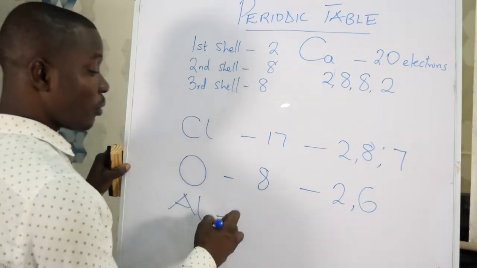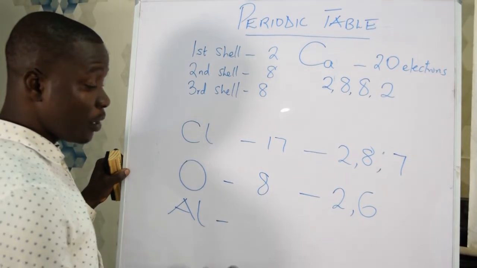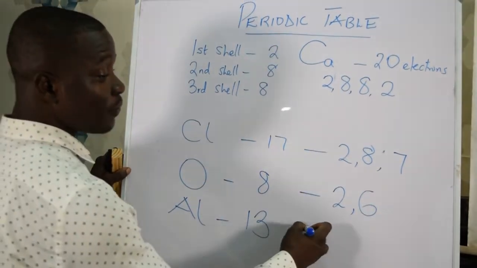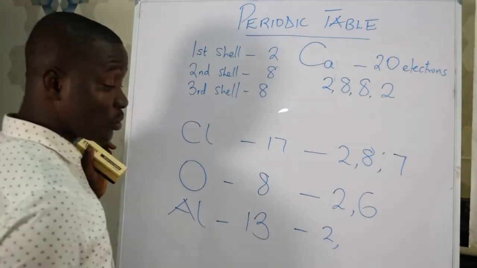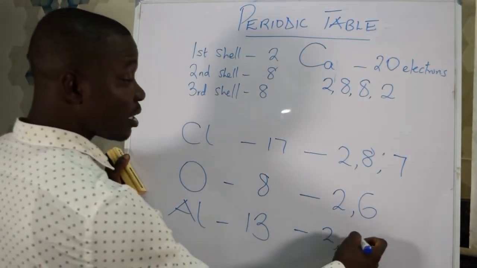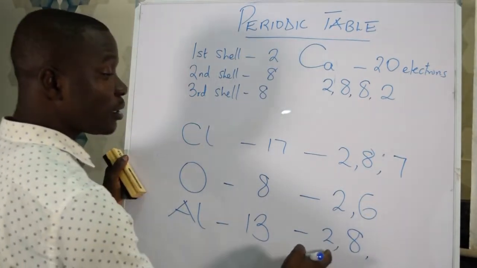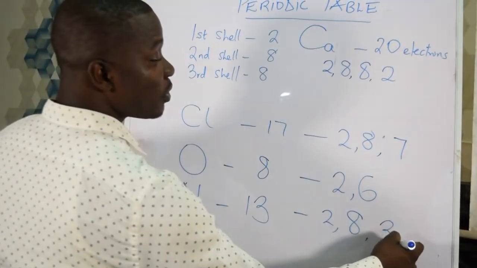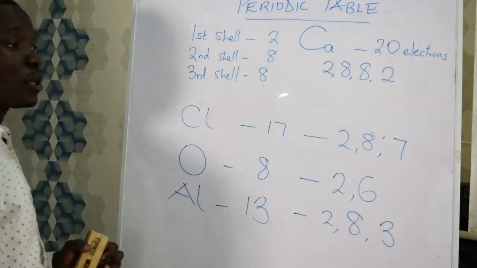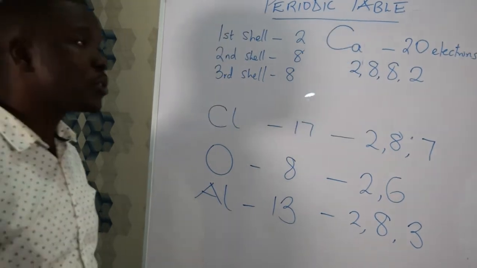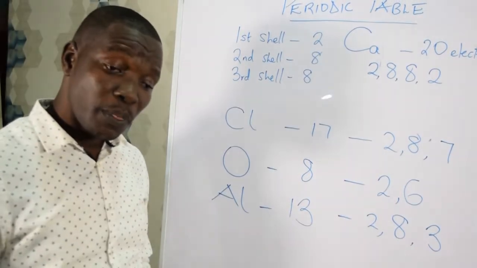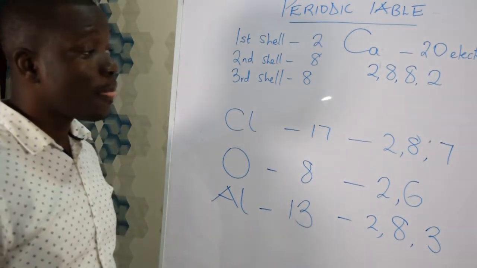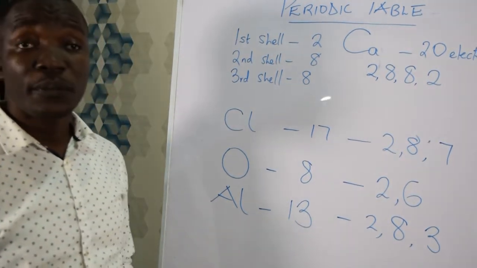Then we look at aluminium. Aluminium is element number 13. So the first shell takes 2 electrons, and then the second shell takes a maximum of 8. That will be 10. So when we take 10 from the 13, we are left with 3. I'm sure with this, if you know the position of the elements in the periodic table, you will be able to deduce or write the electron configuration.